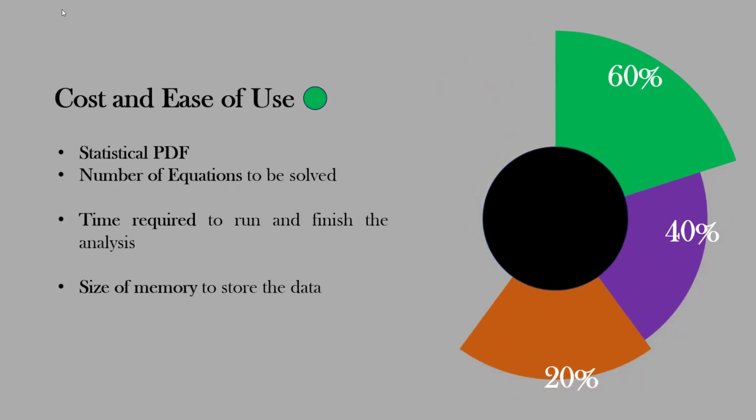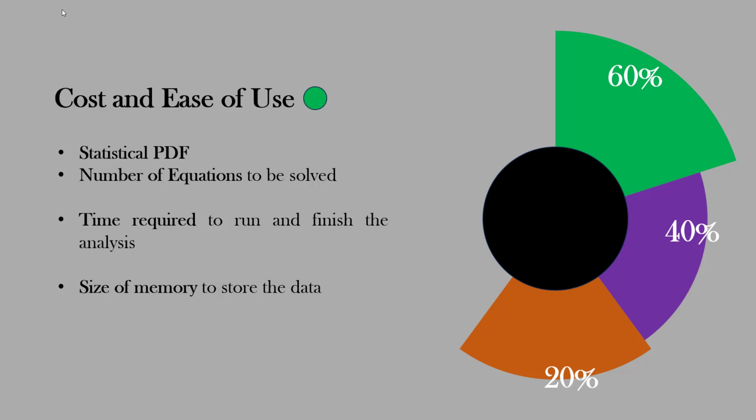So, cost and ease of use. There are different ways to estimate the cost of a particular model. For example, statistical probability functions could be easier to estimate. But when you are talking of Navier-Stokes and the time plane, 3-dimensional data plus time, you are talking of several equations that need to be solved. So it's a very large matrix that you are developing.